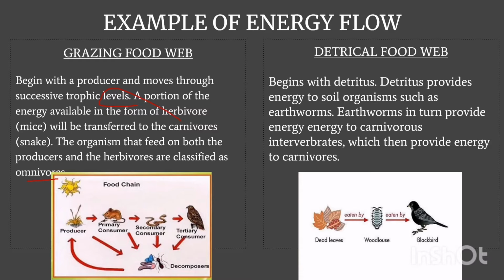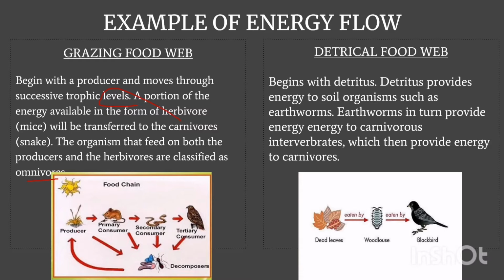So producers are eaten by this mouse, and then the energy will be transferred to the snake here, and the energy will also be transferred to the owl. They are classified as omnivores.